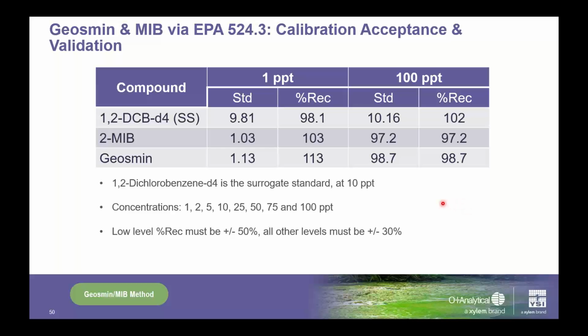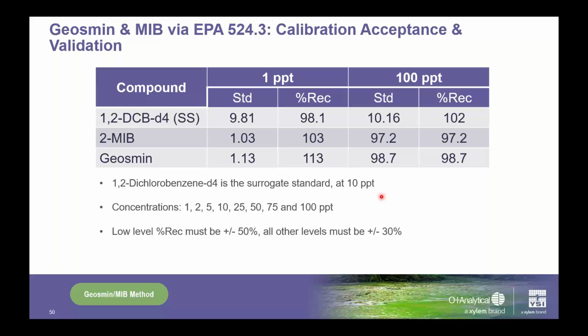So in this method, I don't have it shown here, but we use 1,4-dichlorobenzene D4 as an internal standard. And then what I've shown here is the surrogate standard, which is 1,2-dichlorobenzene D4. The D4 is the deuteration, for my mass spec folks. That's what the D4 refers to. We use those standards at 10 parts per trillion.